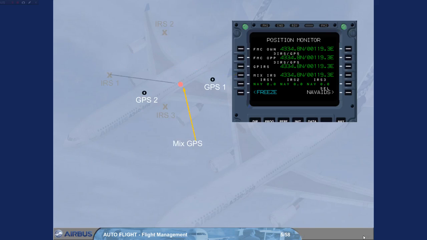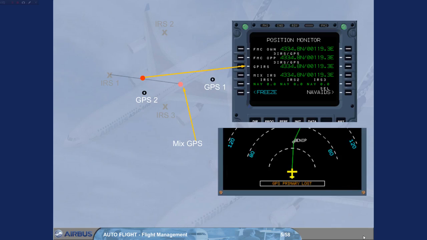Each IRS computes a hybrid position that is a mix IRS GPS position, called GPIRS. Only one of the three GPIRS positions is selected by the system, according to its figure of merit and priority logic. If the GPIRS data does not comply with an integrity criteria, the GPS mode is rejected and the radio position updating is used. GPS PRIMARY LOST is displayed on ND and MCDU scratch pad.